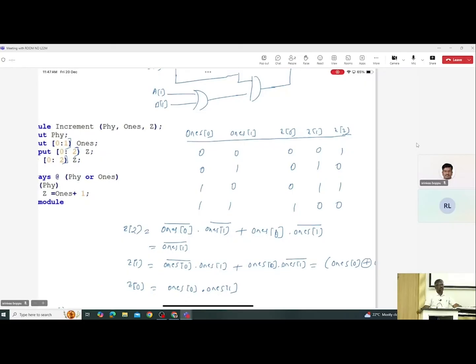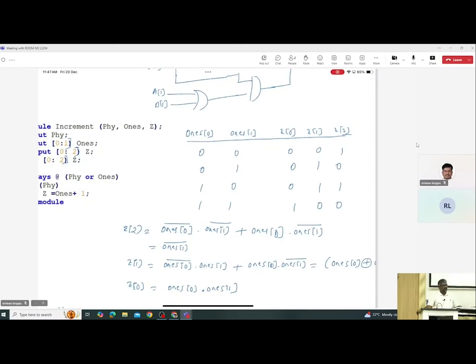So we can have 00, 01, 10 and 11. Once you add, what will be the values? 001, 010, 011 and 100. So now what I should do, if I wanted to get an expression for Z2, I will make a Karnaugh map, right?